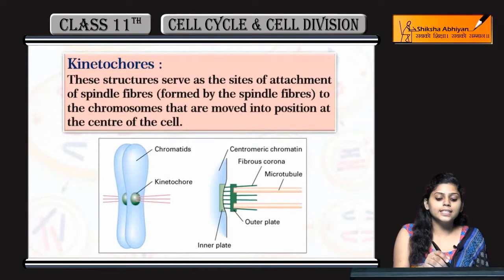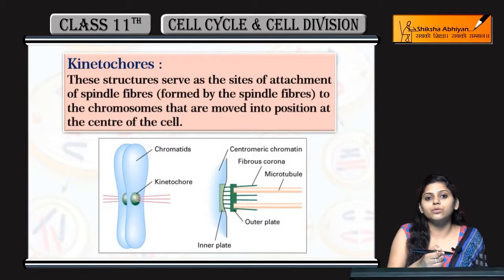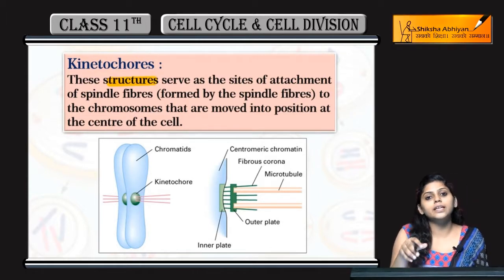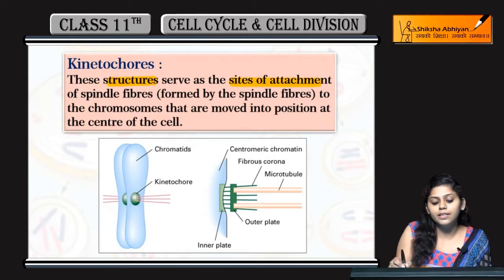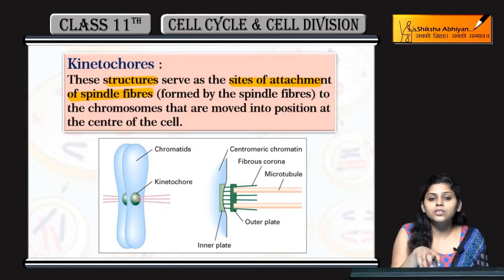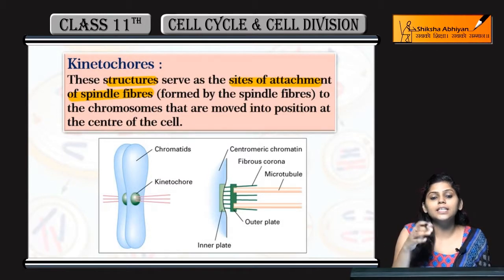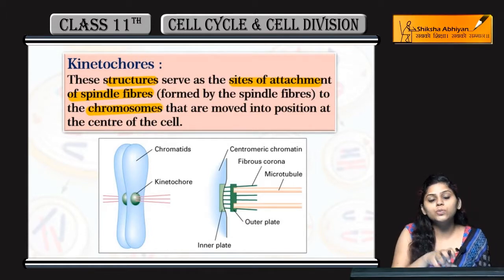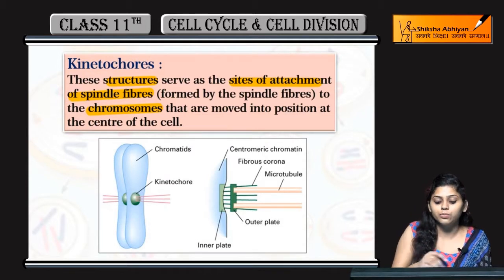Now let's discuss one term, that is kinetochores. Kinetochores क्या होते हैं? They are the structures that serve as the site of attachment of spindle fibers. ये क्या structures होते हैं जो spindle fibers की attachment site होते हैं. Attachment site कहाँ पर? To the chromosomes. Chromosomes पे attachment sites हैं spindle fibers की, उन्हें kinetochores बोलते हैं.